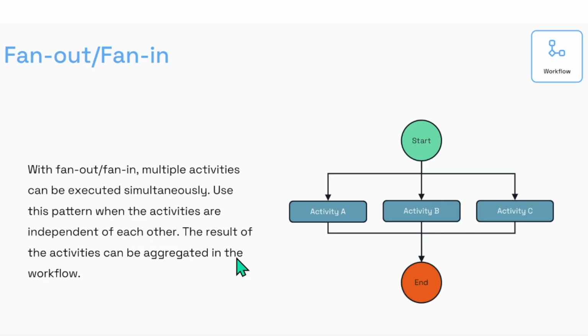Next pattern is the fan-out, fan-in pattern, and this is very useful if you want to execute multiple activities in parallel, which you can do when there's no relationship between these activities. So there's no output that needs to go into another activity as an input. And you can either call different activities, but you can also choose to, for instance, if you receive an array as an input, call the same activity for each input in the array. So you can use this in different ways.